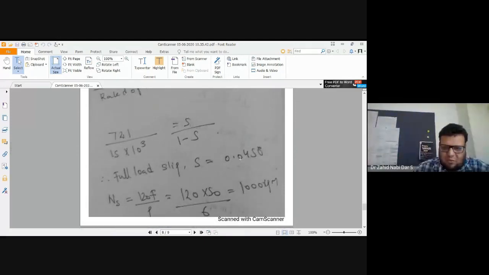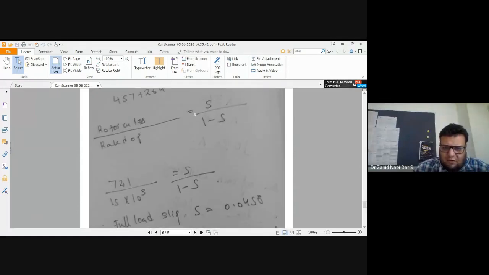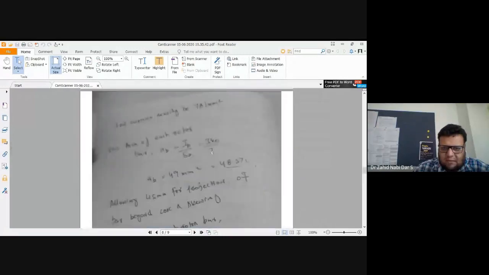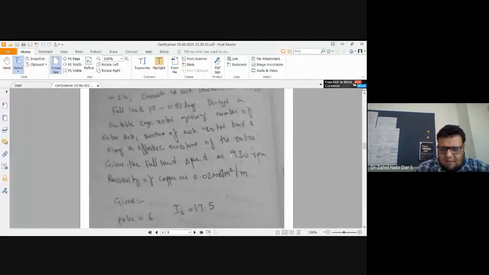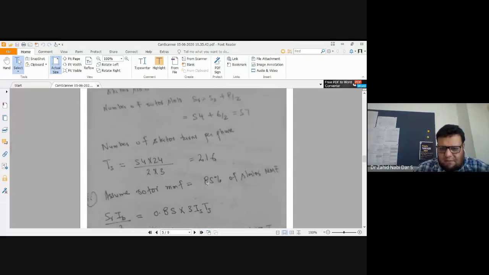So you get s/(1-s) and the value of slip is equal to 0.458. It's a little tough because it's difficult to remember this formula. Directly also, if you want the value of slip, you can get it. If you look at the problem, he has mentioned the rated speed is 950. The synchronous speed we calculated is 1000. So we can calculate the slip: 1000 minus 950 divided by 1000, that means 50 divided by 1000 into 100. That is the slip percentage, so it would come around 5%.